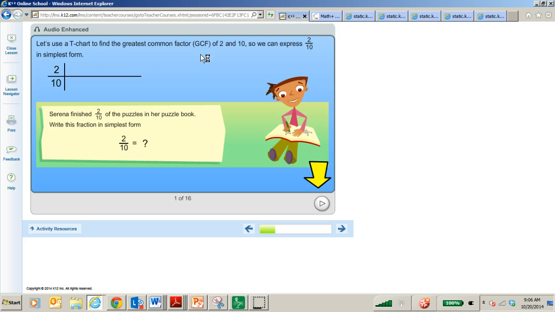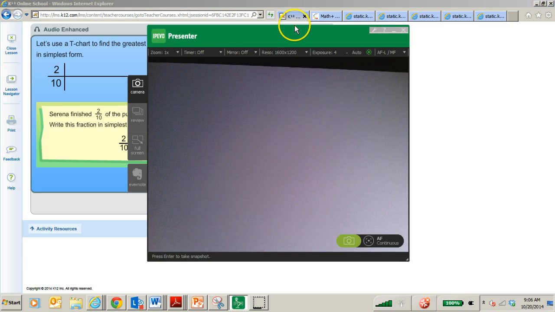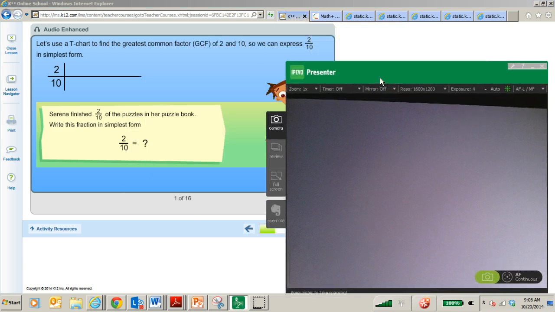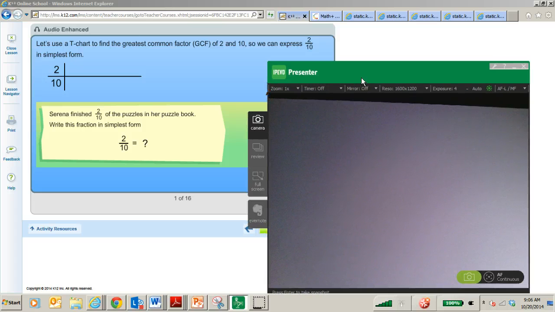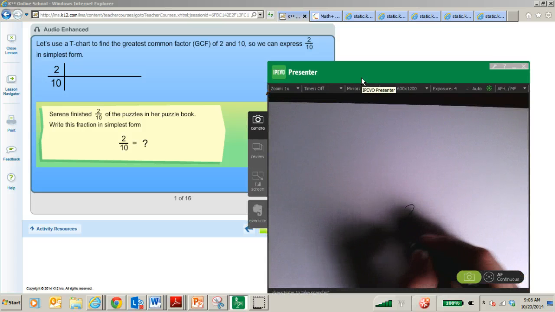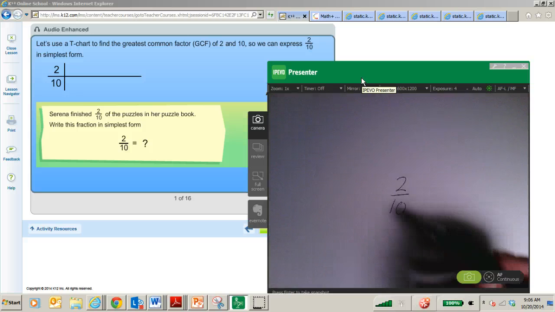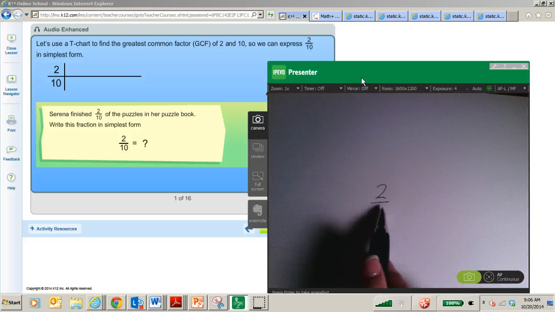Factors are the multiplication facts. How do you make that number? So what we're going to do is find the facts, and I'm going to turn on my document camera and move this out of the way so we can see the screen at the same time. If we have a fraction 2/10, and I want to know if I can simplify that, I need to think about the factors that make 2.